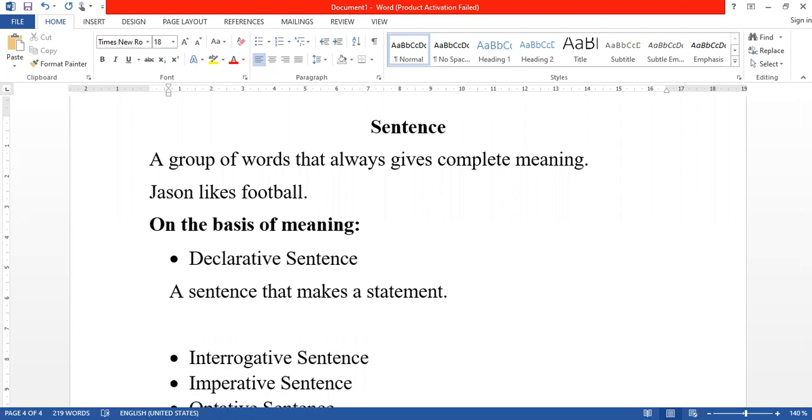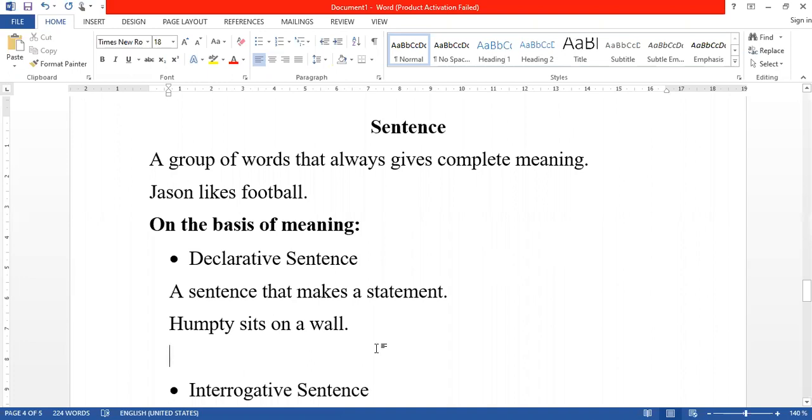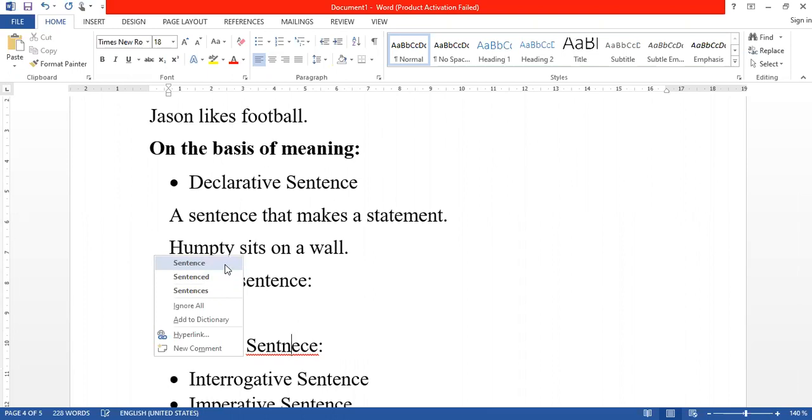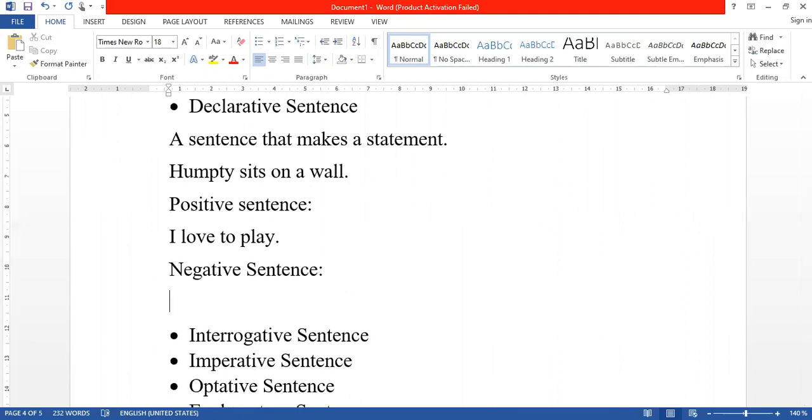They use the word statement. For example, Humpty sits on a wall. It's a statement, right? The declarative sentence is of two types: a positive sentence or a negative sentence. A positive sentence makes a positive statement, like I love to play. A negative sentence gives you a negative meaning, like I don't love to play.